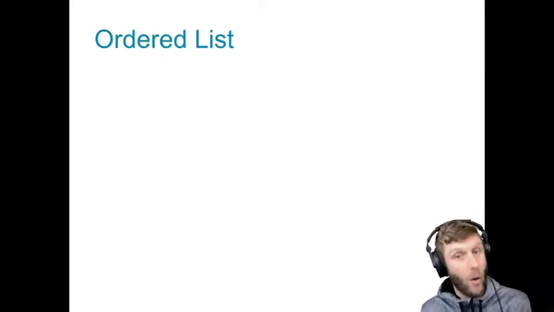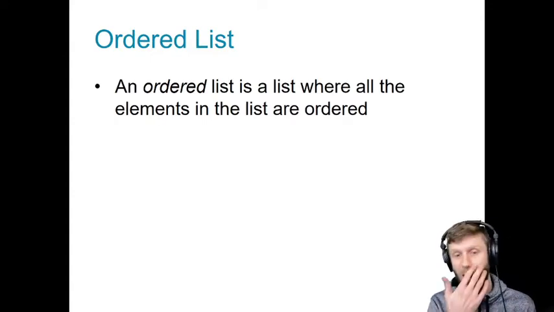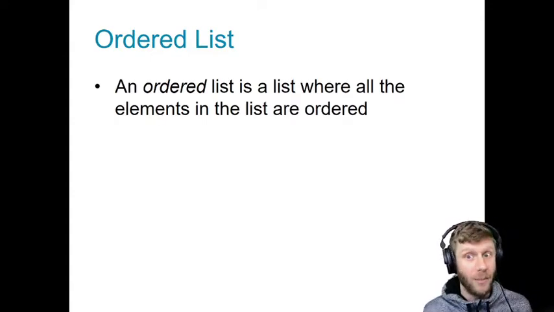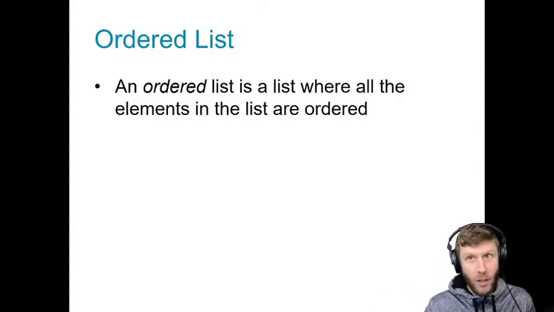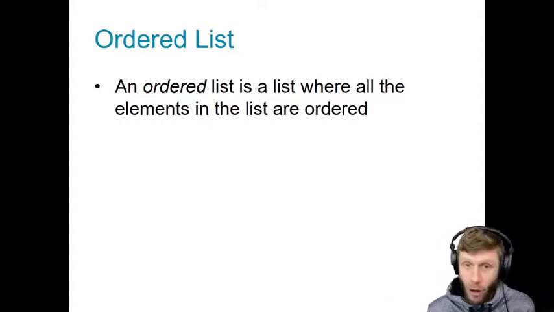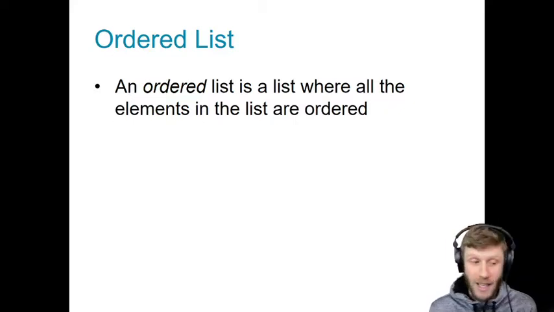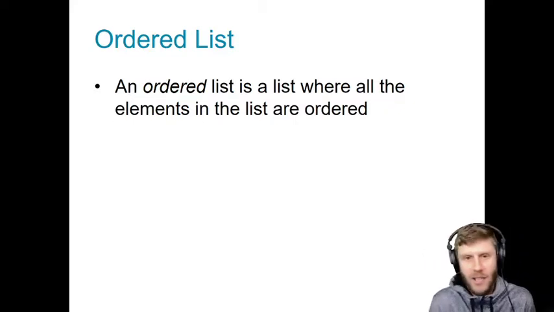So let's start with an ordered list, because this is fairly obvious. An ordered list is a list where all the elements in the list are ordered based on some ordering. Some things in our universe have a natural ordering, right? Like integers, numbers. 1 comes after 0. 5 definitely is after 2, but it comes before 13. Those things have an order.